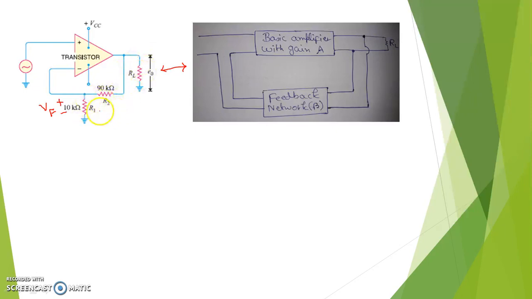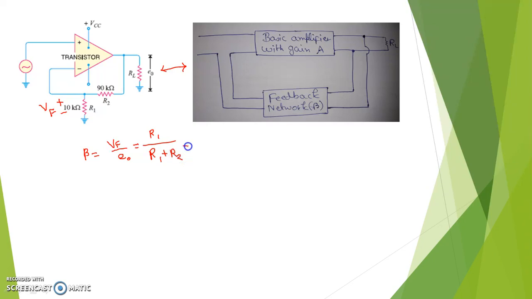We can apply the voltage divider rule, that is voltage across R1, and we can get beta or feedback factor, that is beta equal to what? Beta equal to Vf, that is feedback voltage, by output voltage, that is equal to what? R1 by R1 plus R2. Just a simple application of the voltage divider rule.